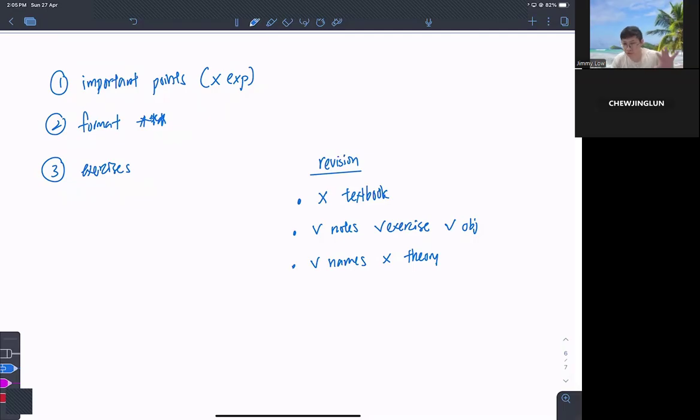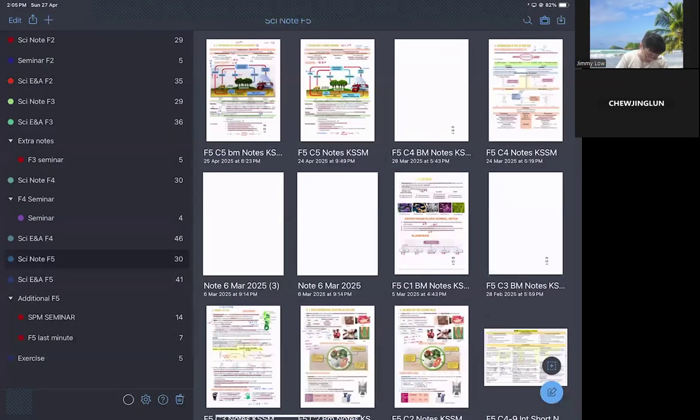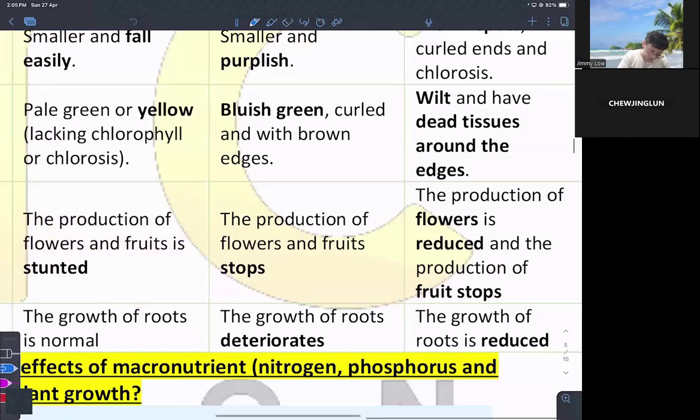So the dos and don'ts are given. Now we shall start, regarding your important points.